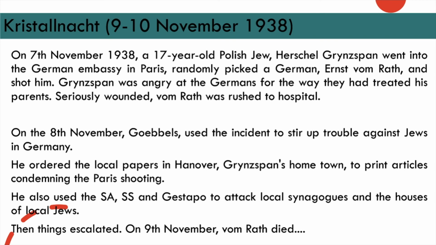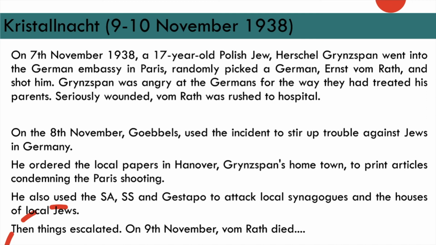On the 8th of November, Goebbels used the incident to stir up trouble against the Jews in Germany. He ordered the local newspapers in Hanover, Greenspan's hometown, to print articles condemning the Paris shooting. He also used the SA, SS and Gestapo to attack local synagogues and the houses of local Jews.